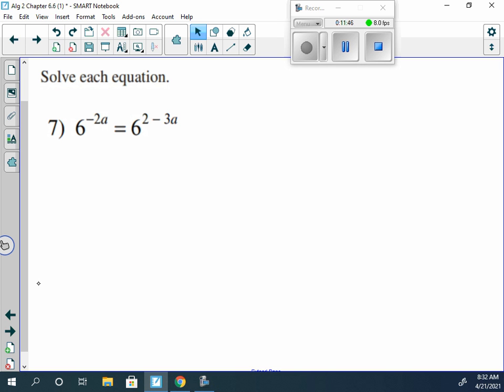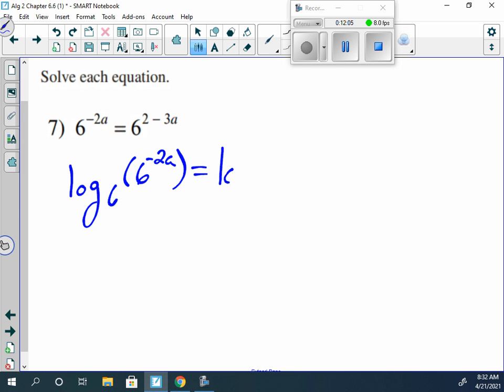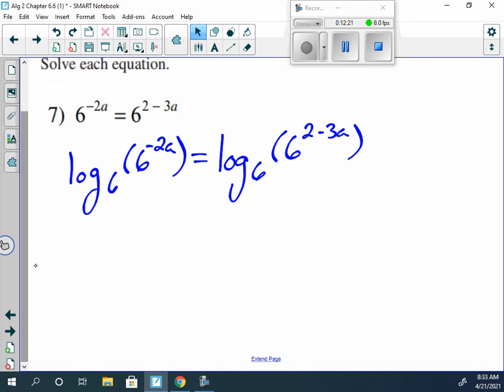the base of the logarithm and what's inside are the same, they simplify out. Yes? So what I'm going to do for this one here is I'm going to apply log base 6 to both sides. So I'm going to take log base 6 of 6 to the negative 2a. And we'll have log base 6 of 6 to the 2 minus 3a. I'm applying log base 6 to both sides. And there's a reason I picked log base 6, and it'll be clear here in a second.